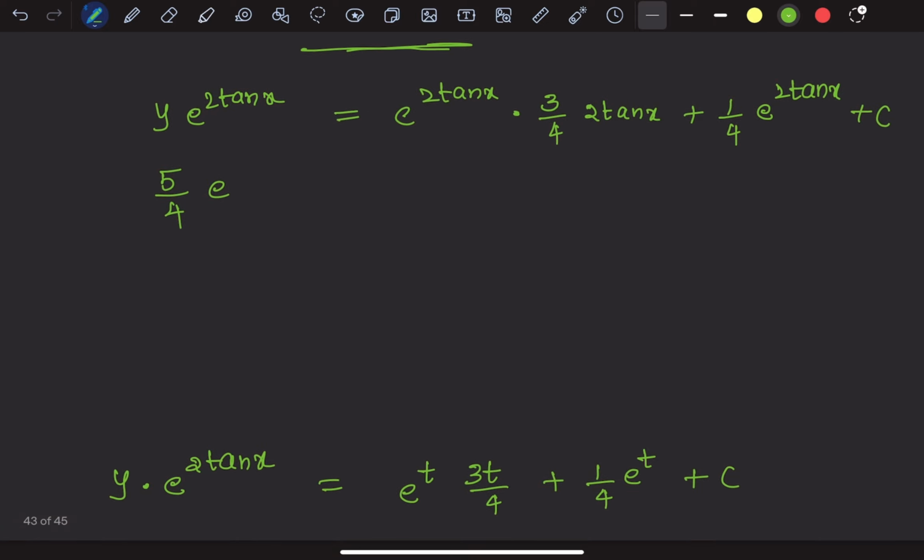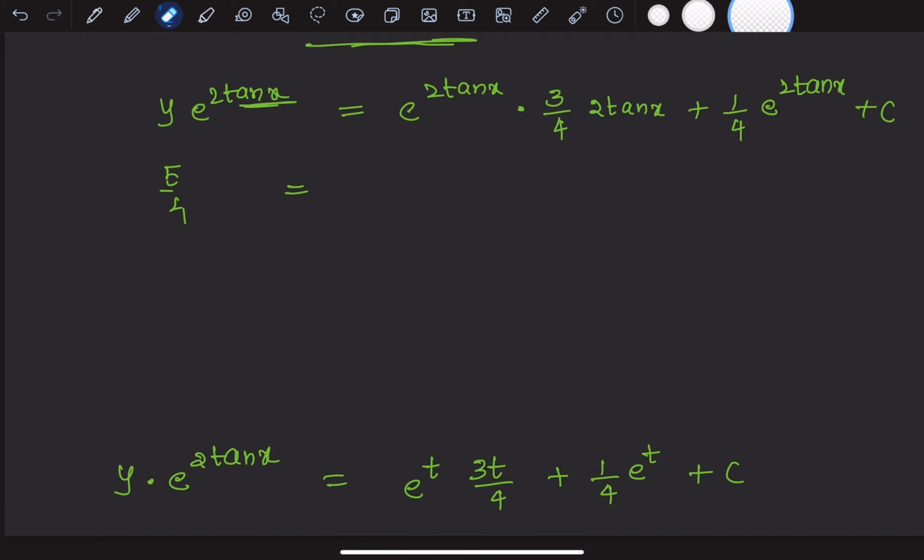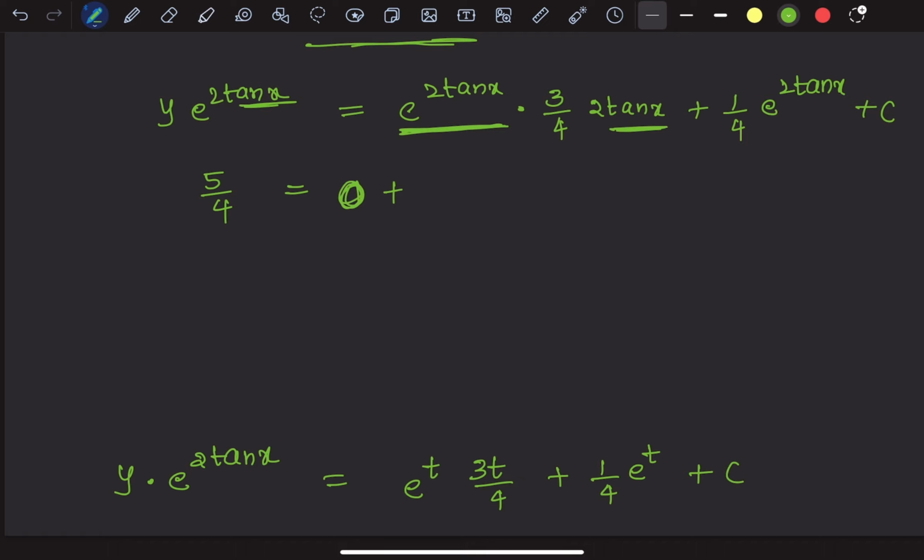So e to the power tan 0: when tan 0 is 0, e to the power 0 is 1. So 5 by 4 is equal to, when you put x equal to 0, this will be 1, and this will be 0, so this whole thing will be 0. And this will be 1 plus 1 by 4 plus c. This implies c is equal to 1. Alright, so now we have the solution.